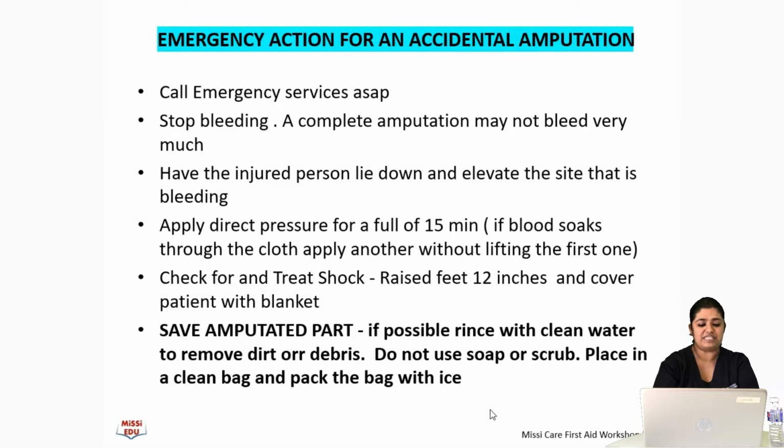How do we save the amputated part? If possible, rinse with clean water to remove dirt or debris. Do not use soap or scrub. Place it in a clean bag and pack the bag with ice. This is very important: do not place any amputated part directly on ice. Put it in a bag and then put the bag on an ice pack.